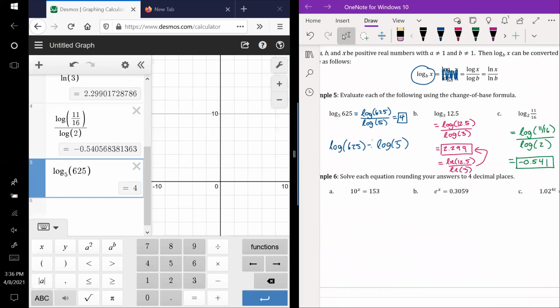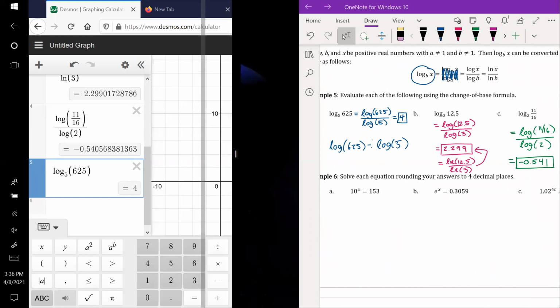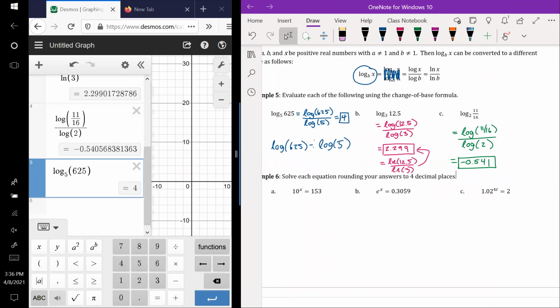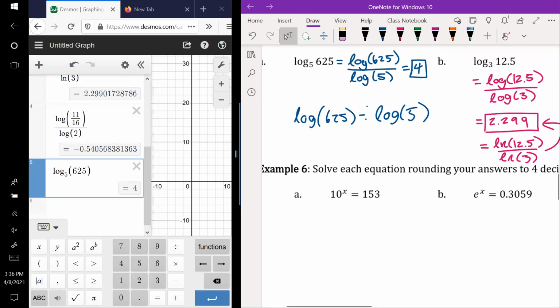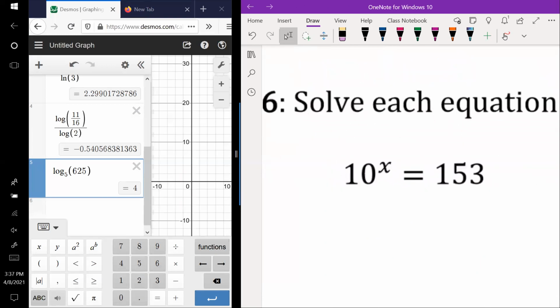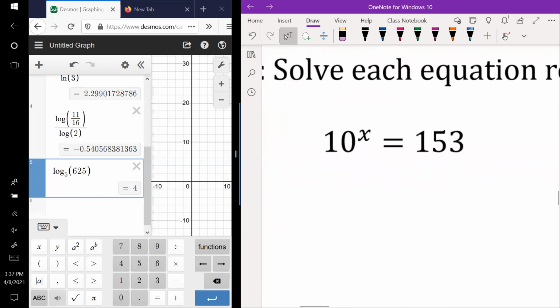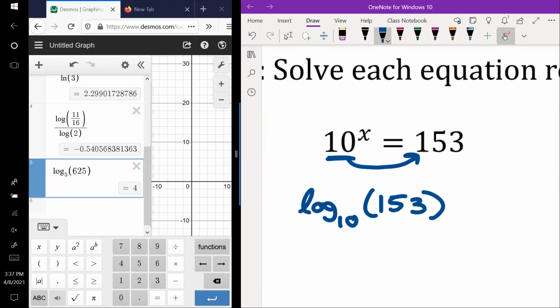Okay, cool. So that is using the change of base. All right. Next, we're going to solve the next three equations by rearranging from exponential to logarithm. So we did that on the first page. We're doing this to 4 decimal places. Okay. So this is 10 to the x equals 153. So remember to convert from exponential to log, the base of the exponential function becomes the base of the log. So this becomes log base 10, and then the outside number comes inside the parentheses. And then you set it equal to the exponent. So that is how we, again, convert from exponential to log.